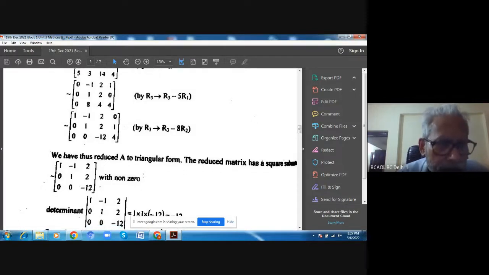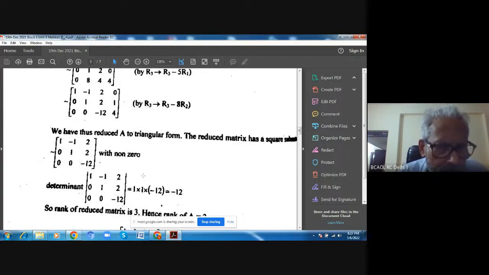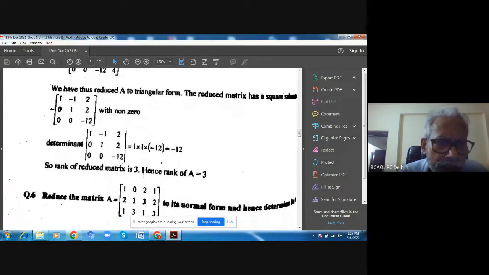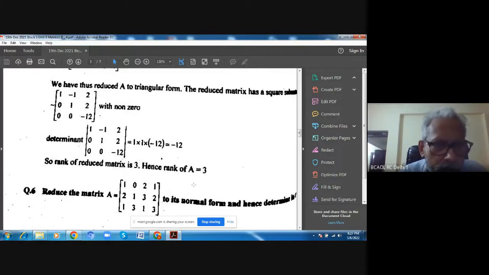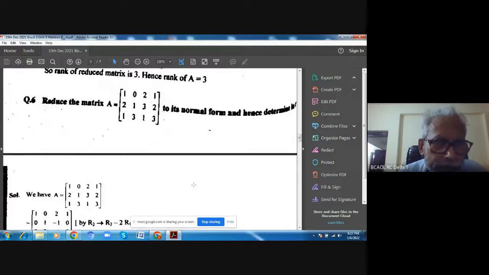So many other conditions are there that I'll tell you. But in this case, you see the determinant is -12, so it is not 0. So we can say the rank is the same as the order of the determinant. The order of the determinant and the rank are the same in the case of non-zero. Okay. Now see another one. If you see more and more examples, it will be more clear.